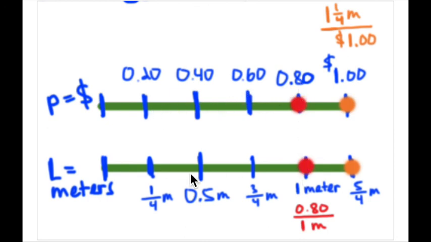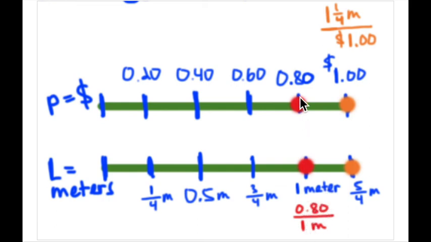And how much rope do you get for each one of those? Well, for 20 cents, you get 1/4 of a meter. For 40 cents, you get 2/4 of a meter, which is the same as half of a meter. For 60 cents, you get 3/4 of a meter. And for 80 cents, you get 4/4 of a meter, which is 1 whole meter. So this is 80 cents per 1 meter of rope.